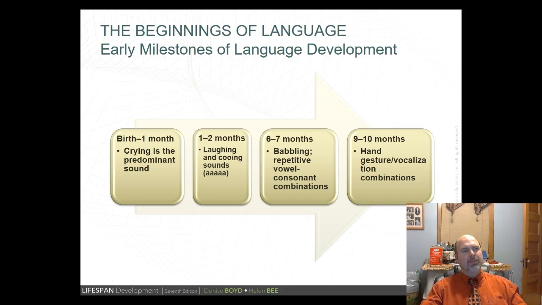Okay, beginning of language. So basically from birth to 1 month, crying is their language. 1 to 2 months is laughing and cooing and making those funny sounds. So initially babbling contains all kinds of sounds. By 9 or 10 months, babies typically begin to babble closer and closer to the language that they hear. So babbling is also linked to gestures for demanding or asking for something. So parents encourage gestures at this age as well.